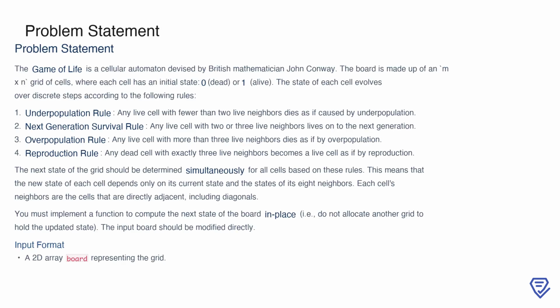The Game of Life is a fascinating simulation where we model the evolution of cells on a grid. Imagine an M by N grid, where each cell can be in one of two states, 0, which means the cell is dead, or 1, which means the cell is alive. Over time, these cells change state based on a few simple rules.